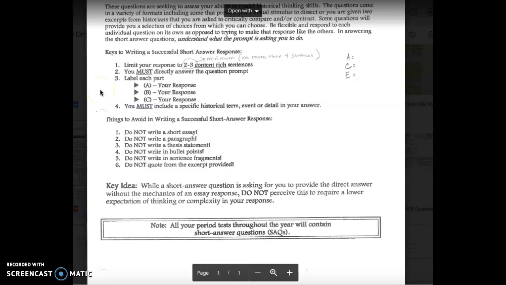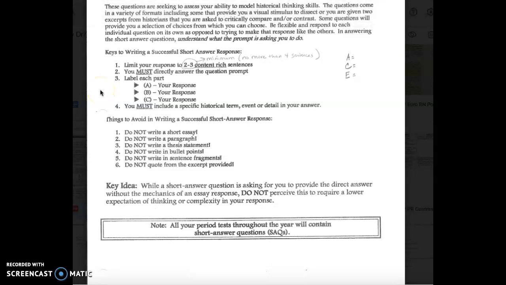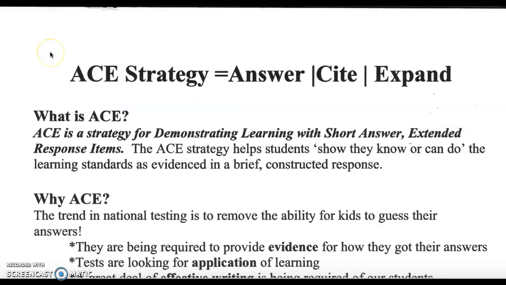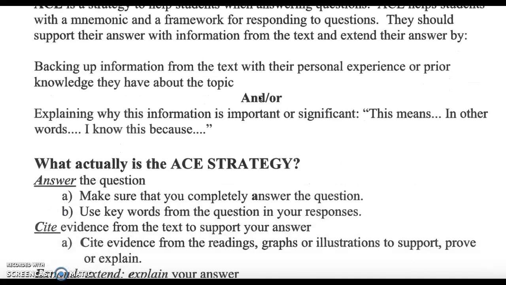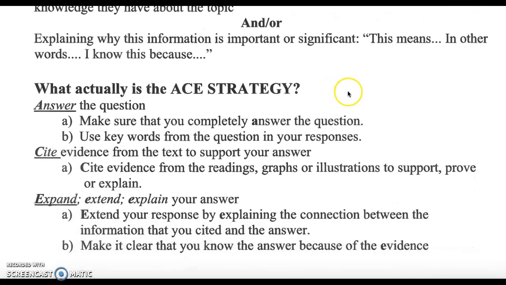So next, I want to talk to you about the ACE strategy, which is also included on Canvas for you to print out if you would like a copy for yourself. Here is the ACE strategy handout. And as you can see, ACE stands for Answer, Cite, and Expand. So what I'm going to do is just skip down to the details of what the ACE strategy is.